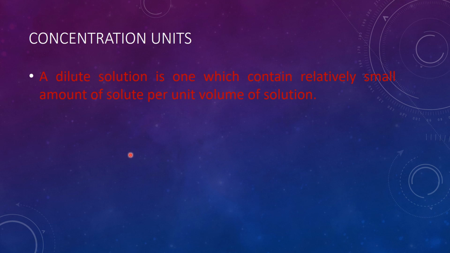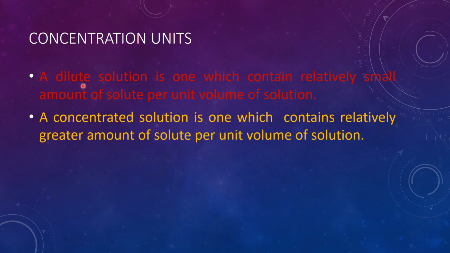A dilute solution is one which contains a relatively small amount of the solute. When a small amount of solute is present, we say that this solution is a dilute solution. A concentrated solution is one which contains a relatively greater amount of the solute. If a very small amount of solute is present, it is a dilute solution, and when a relatively large amount of solute is present in the solution, we say that it is a concentrated solution.